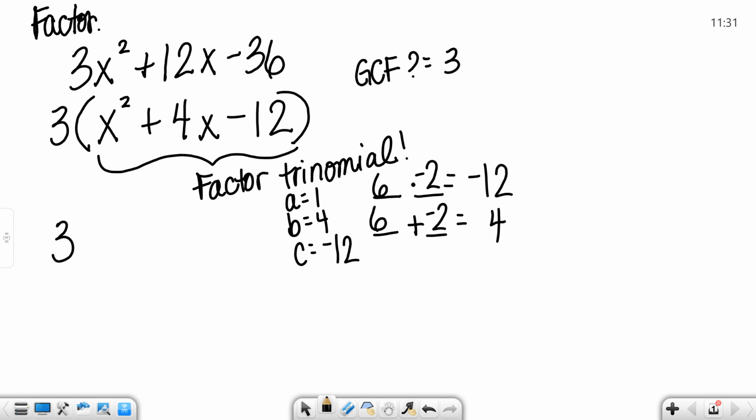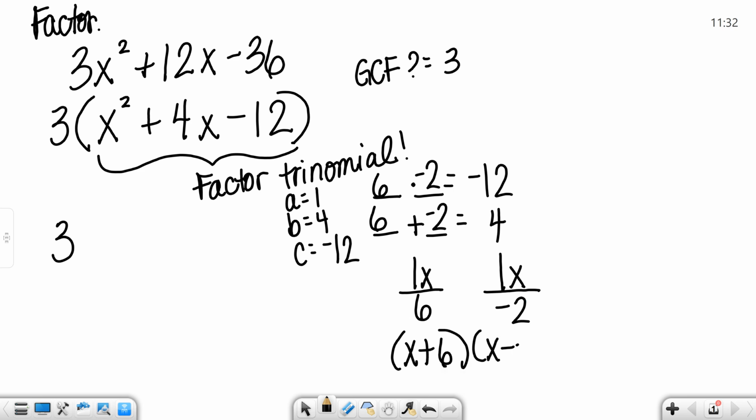Now you can do grouping or faux fractions. Personally, I like faux fractions the best. My a value is 1, put it over one number I found. My a value is 1, put it over the other number I found. So now I read x plus 6 times x minus 2.